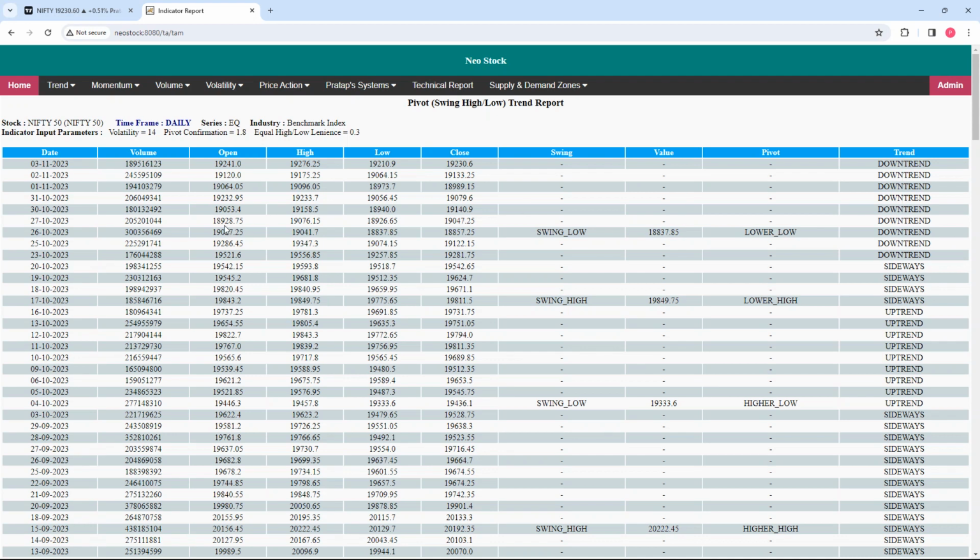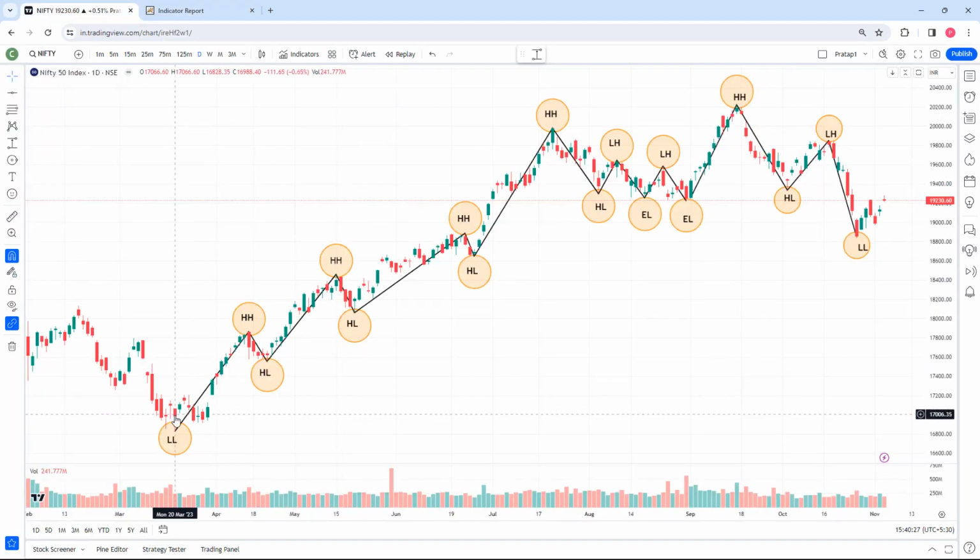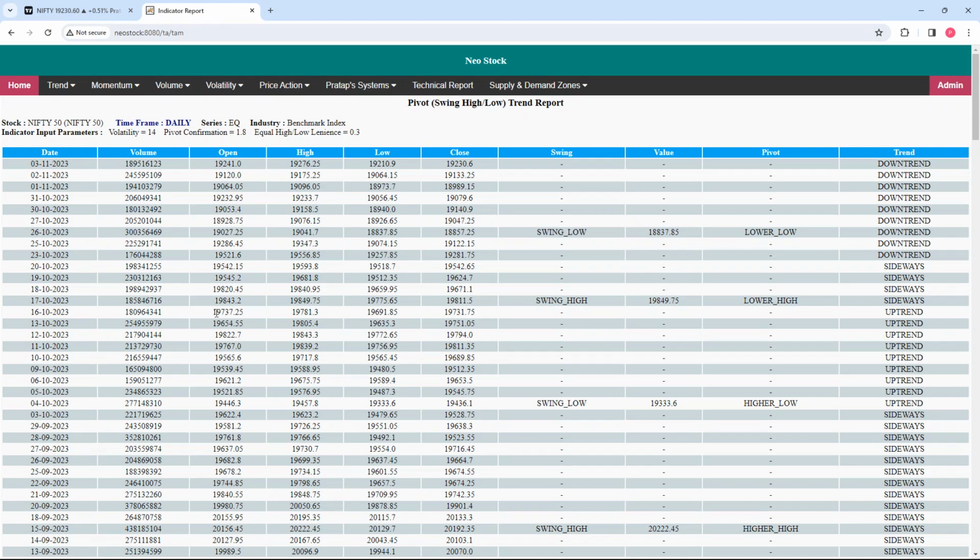Now let us verify all our data starting from 20th March 2023, and let us verify whether all these values are properly generated by comparing with the values generated by the software.